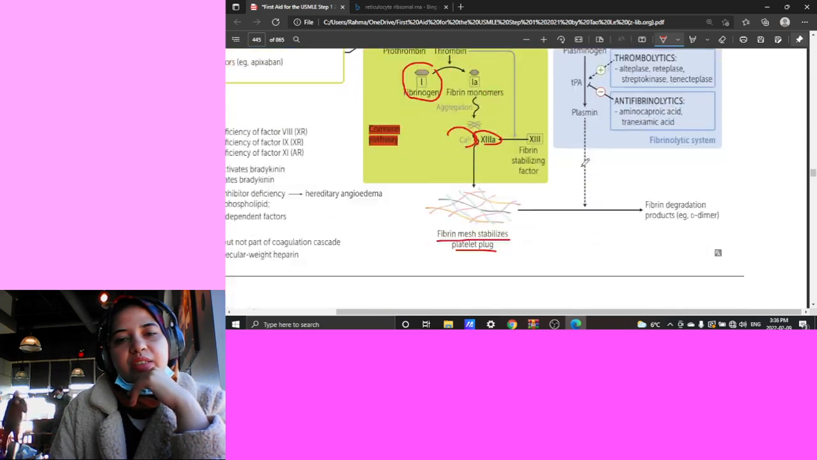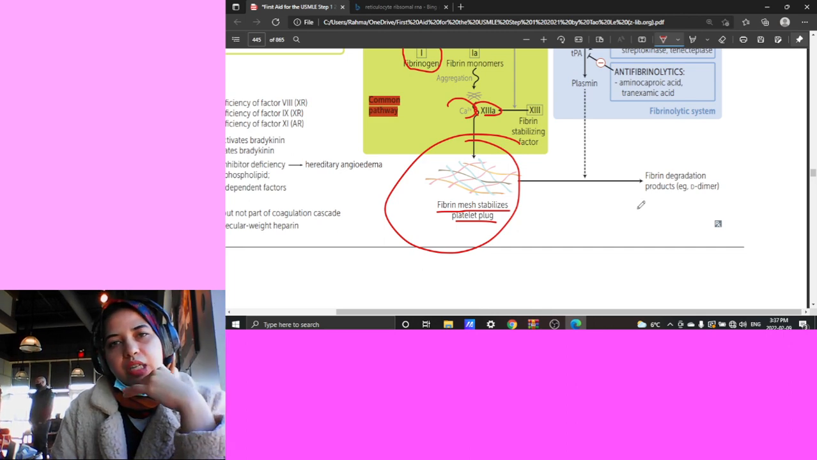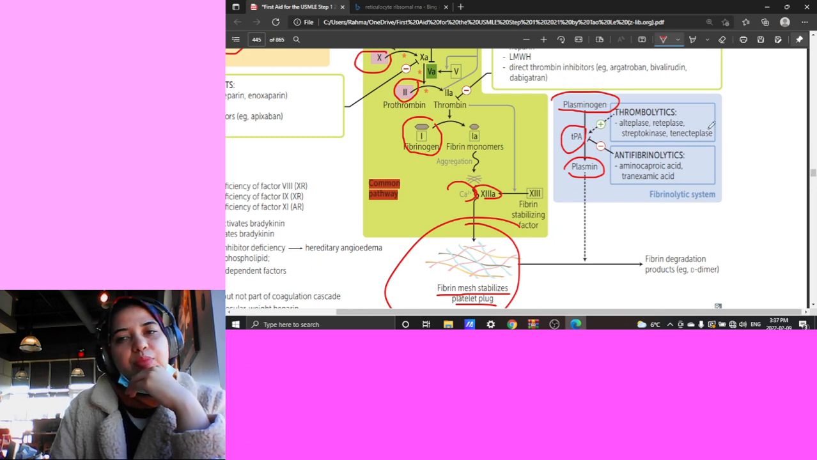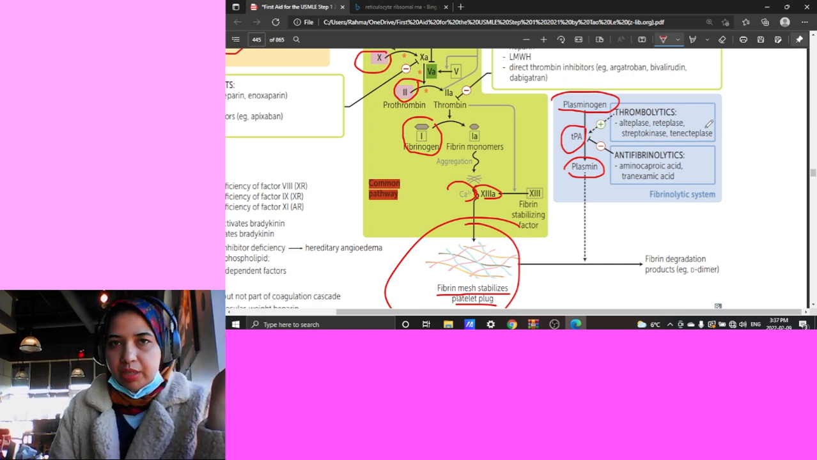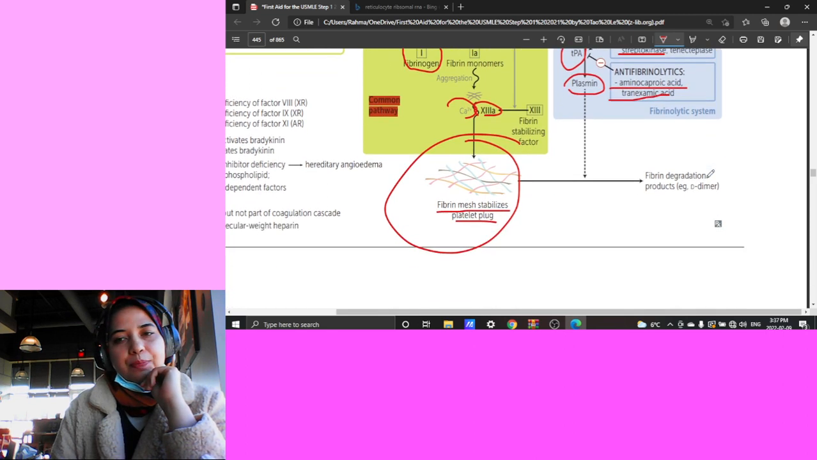The most important thing here is that at the end of all of these pathways, you now have a stabilized platelet plug. If there ever comes a time for me to degrade it, like I'm done with this clot and don't need it anymore, our body has ways of breaking down that clot. That is done through the conversion of plasminogen to plasmin, done by an enzyme called tPA. So I have thrombolytics, which are drugs that can break down clots, because some pathologies are based on clot formation, such as alteplase and streptokinase. Or I have antifibrinolytics, such as aminocaproic acid and tranexamic acid.